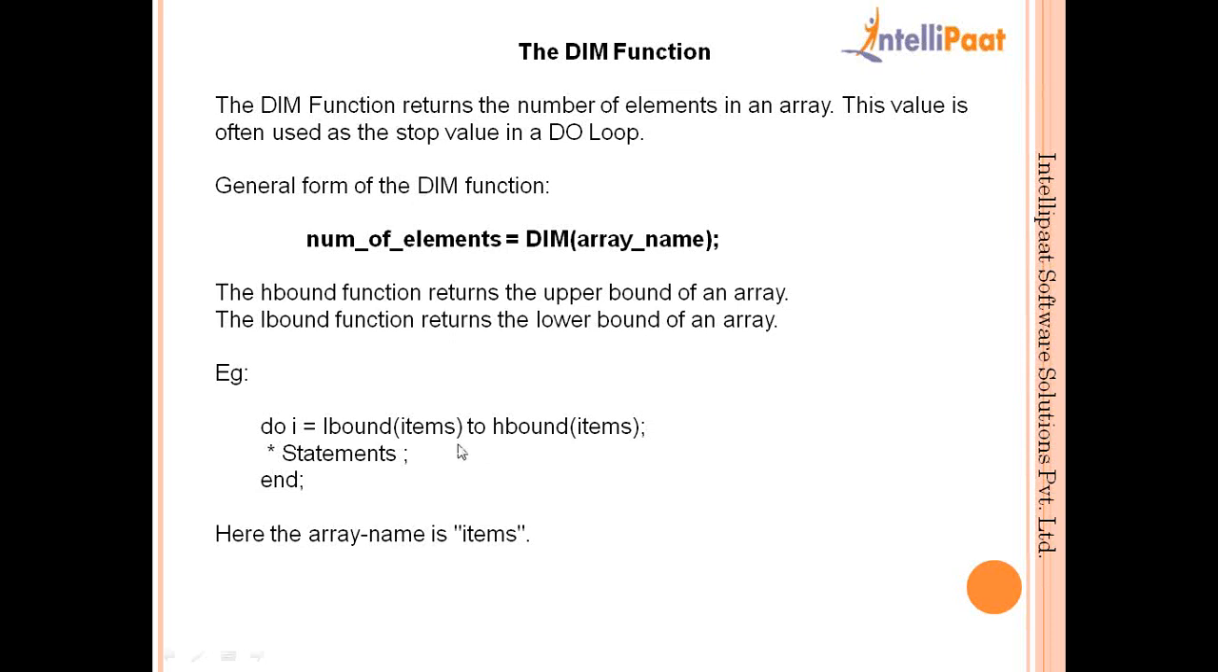So we have just seen how to find the lower bound or the upper bound of an array. How to do that? L-bound is the lower bound, h-bound is the higher bound or the upper bound. And here the array name is items.